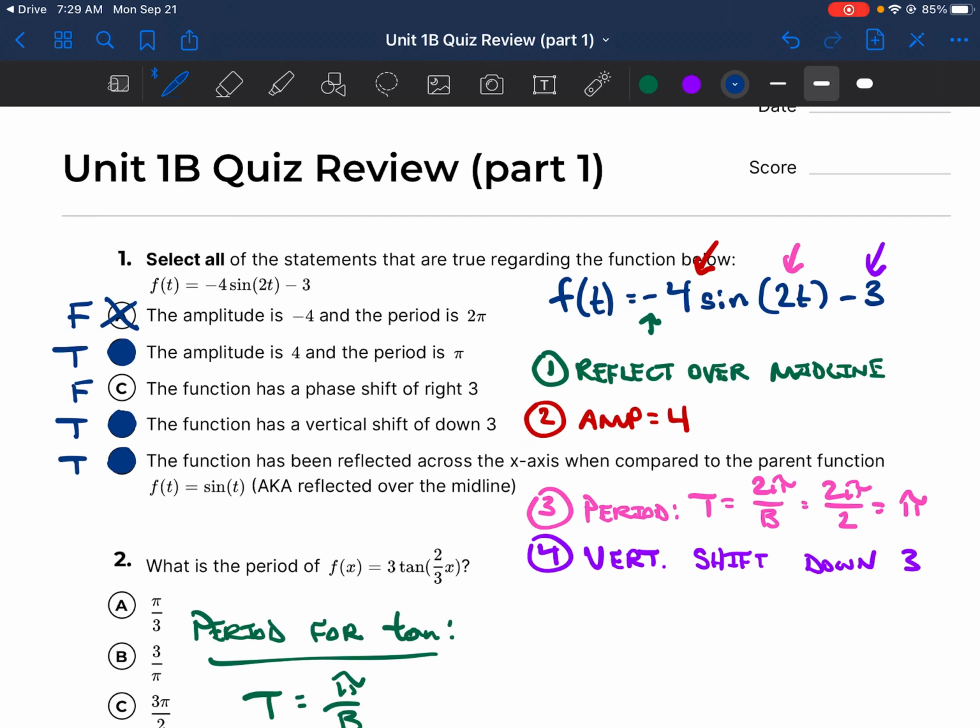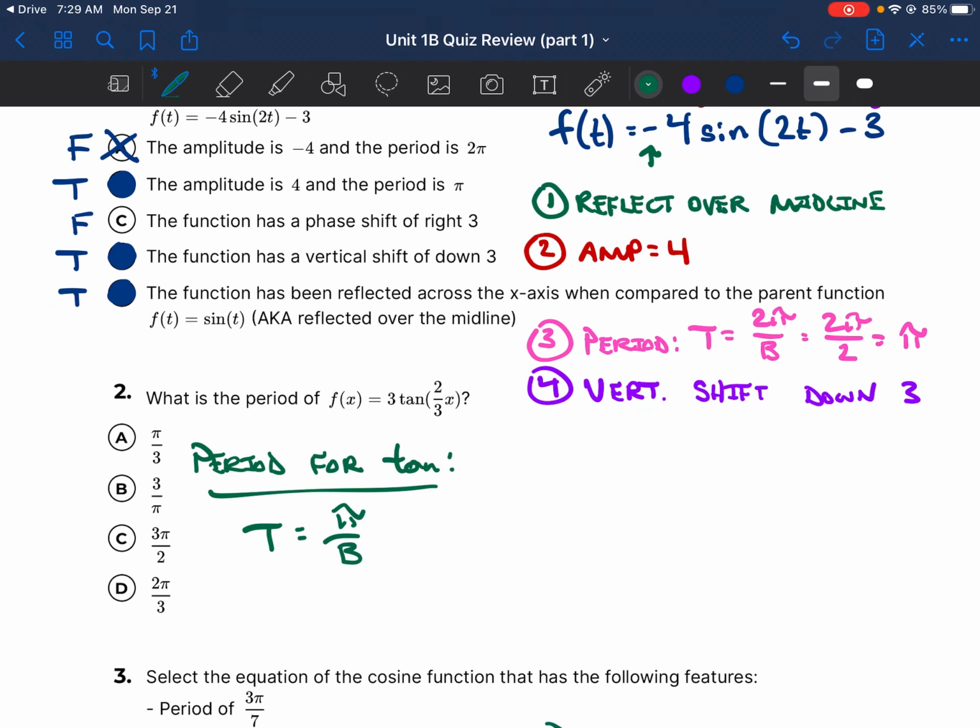Looking at number 2 here, we want to find the period of f of x equals 3 tangent of 2/3 x. Well, recall that for tangent, since the parent function of tangent has a period of pi, every tangent function will have a period of pi divided by the b term, and remember the b term is a number being multiplied to x. So that means we're going to have t is equal to pi divided by 2/3.